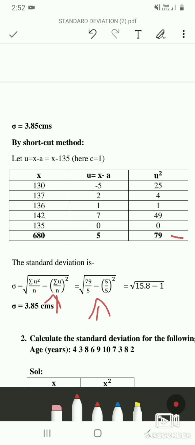Therefore we got standard deviation as square root of 79 divided by 5 minus summation u is 5 and small n is 5, so 5 divided by 5 whole square. When you simplify, you will get standard deviation as square root of 15.8 minus 1, which is nothing but 3.8, 0.85 centimeters. You can see in both direct as well as shortcut method we got the same answer. So you can use the method which is convenient for you.